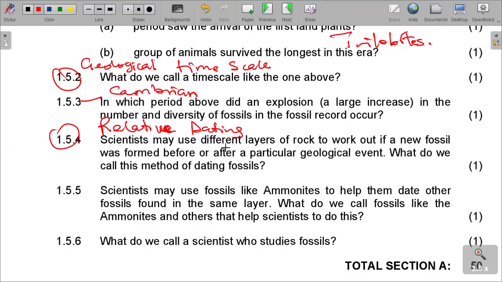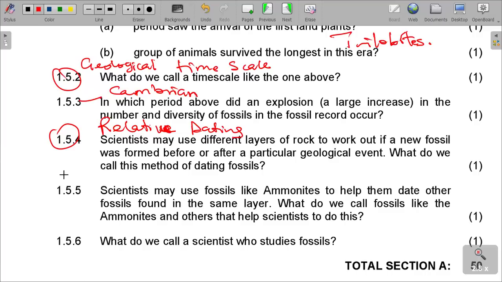And then number 5, scientists may use fossils like ammonites to help them date other fossils found in the same layer. What do we call fossils like the ammonites and others that help scientists to do this? We call that what? The index fossils.